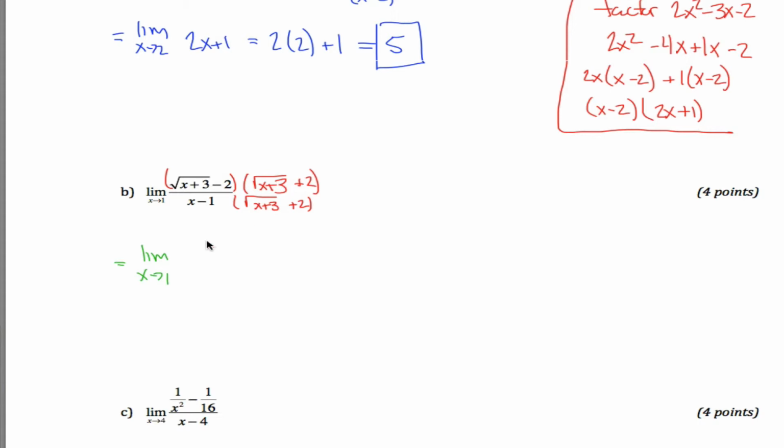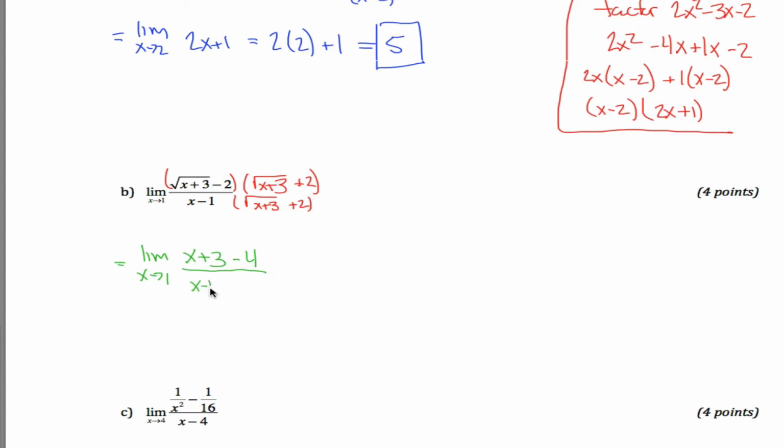Square root of x plus 3 times the square root of x plus 3 is just x plus 3. The outer and the inner terms would cancel out. I'd have 2 square root of x plus 3 minus 2 square root of x plus 3. And then negative 2 times positive 2 is negative 4.